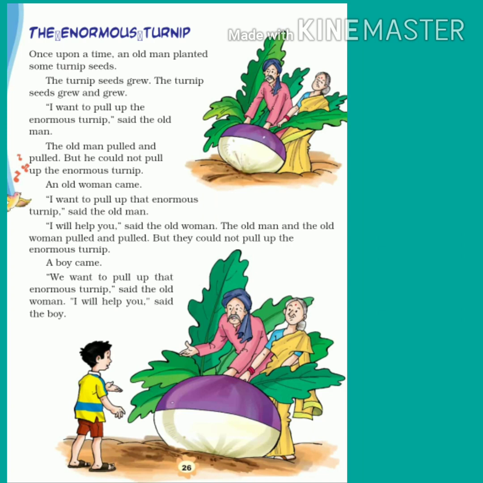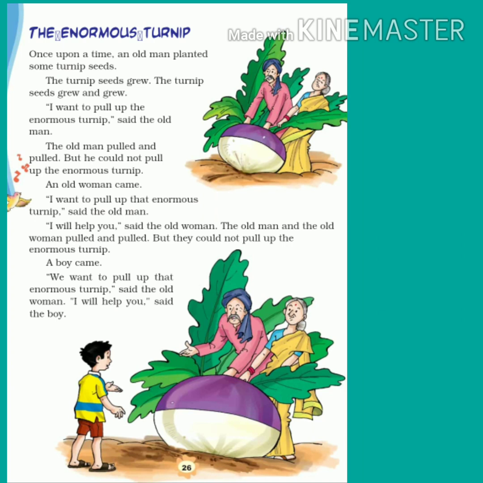But what happens? The seeds grew. Day by day, the seeds grew. They grew and they formed an enormous turnip that is very huge in size. A day came when the old man decided to root out the turnip from the ground. So he started to pull out the enormous turnip.